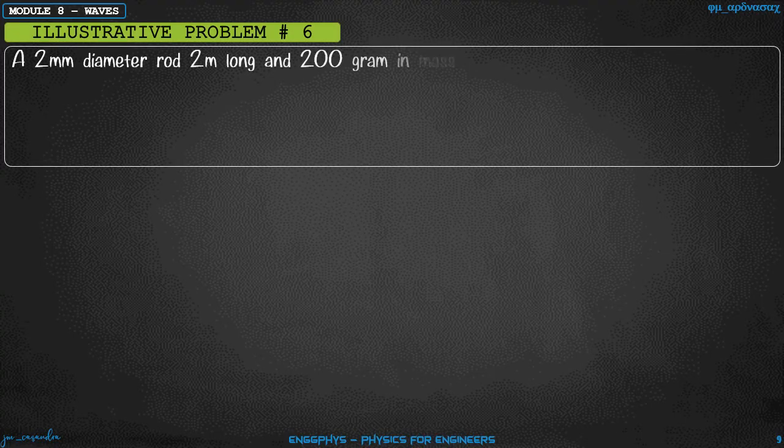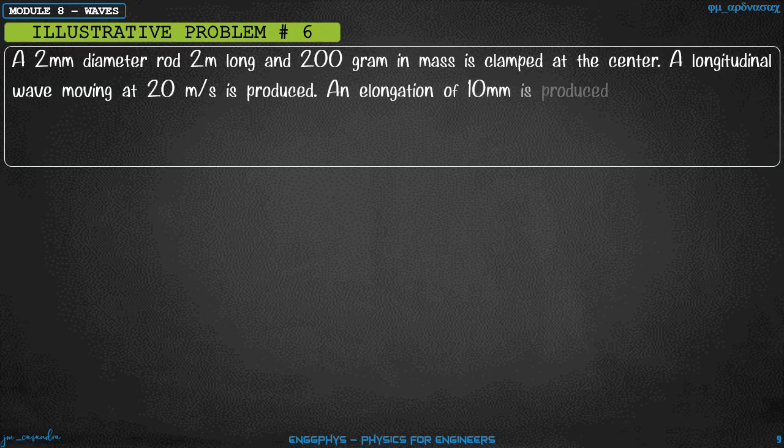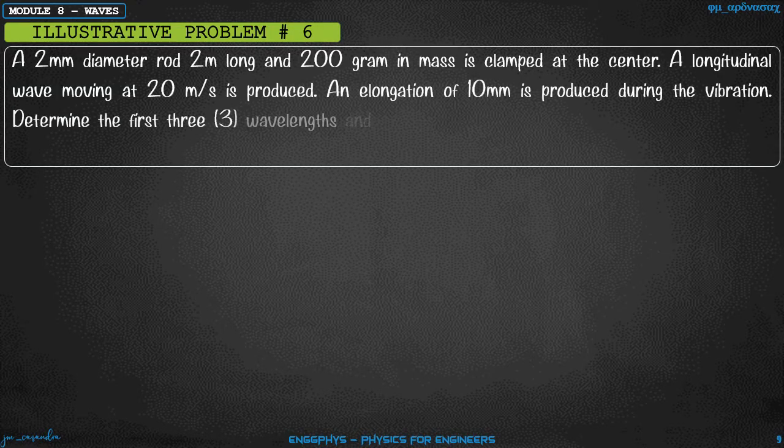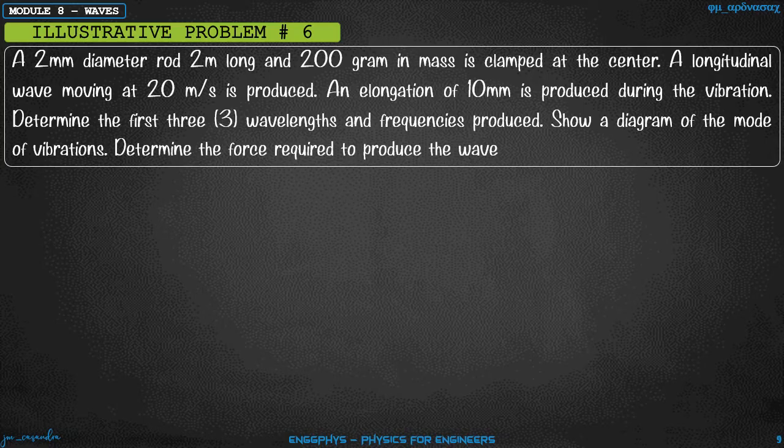So we have the next example, number 6. We have a 2 mm diameter rod, 2 meters long and 200 grams in mass, clamped at the center. A longitudinal wave moving at 20 meters per second is produced. An elongation of 10 meters is produced also during the vibration. Determine the first 3 wavelengths and the frequencies produced.